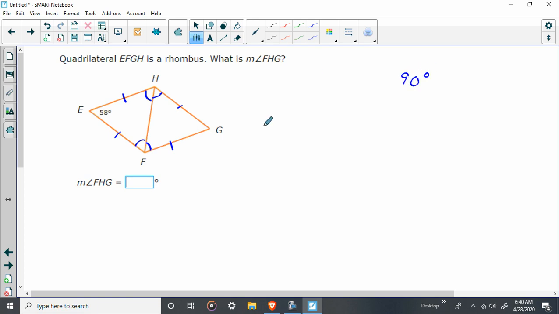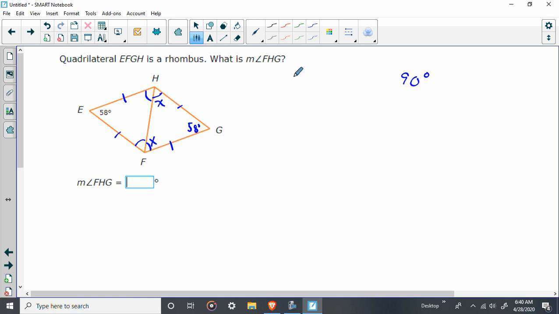Right? And I'm going to say that this one's 58 over here, because we know that opposite angles are equal. I'm going to call this one x, and I'm going to call this one also x, because we know that they're both the same number of degrees.